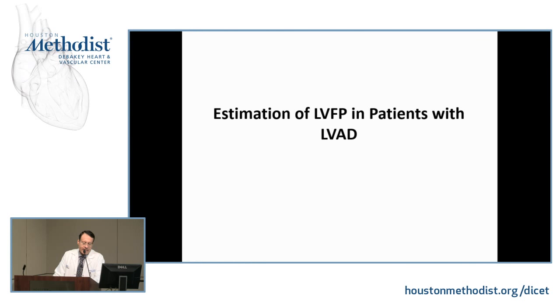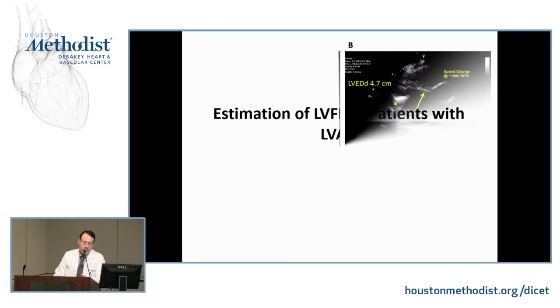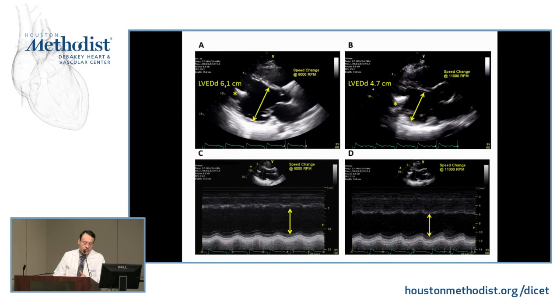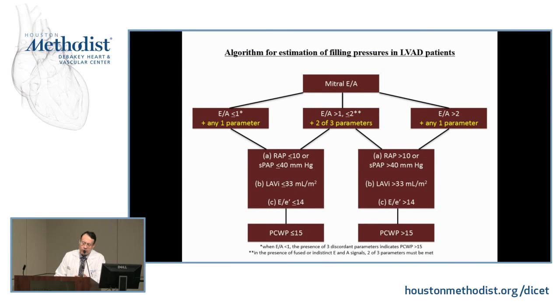In left ventricular assist device patients, whom we see increasingly, the effect of the LVAD is obviously to produce reverse LV remodeling with a decrease in ventricular dimensions, which you can reliably measure in parasternal views, and if you can do volumes, it is possible. This is an algorithm that was developed with Dr. Stepp and his team, starting again with mitral inflow, and then looking at RAP, PA systolic pressure, LA volume index, and E to E prime ratio.